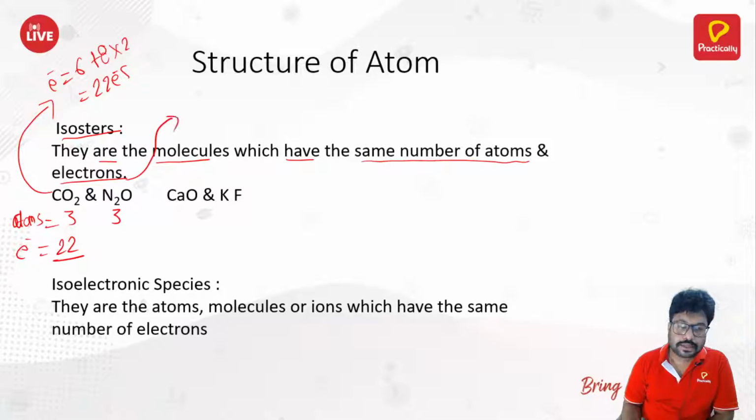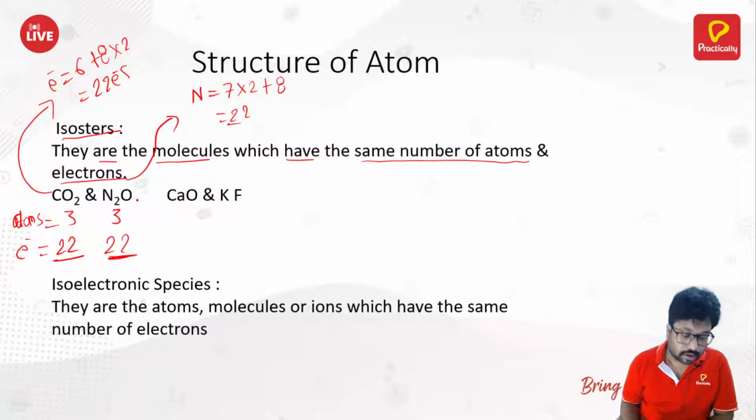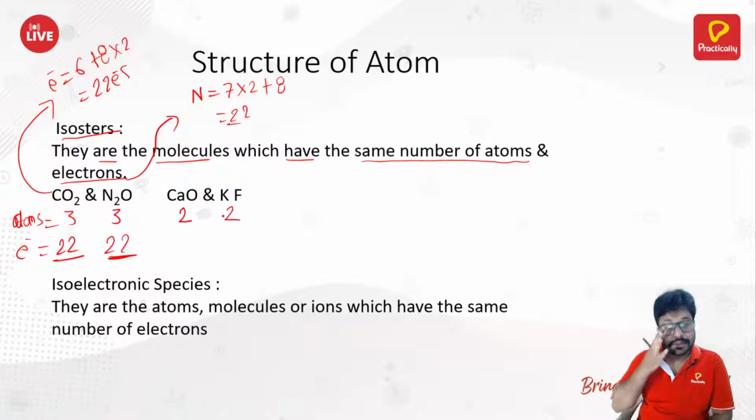As far as N2O is concerned, each nitrogen contains 7 electrons because atomic number is 7. So 7 into 2, 14, plus oxygen 8, 22. So it also contains 22. So such species are called isosters. Okay. Then CaO and KF. See, both of these species contain 2 atoms. This also contains 2 atoms.